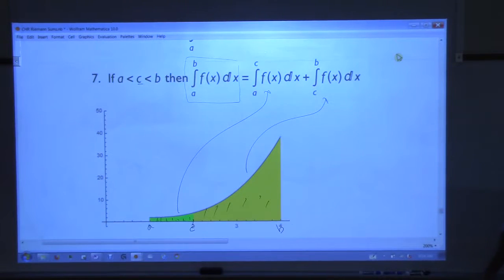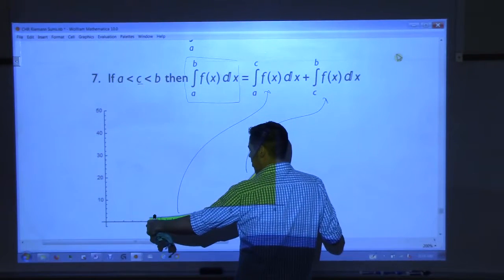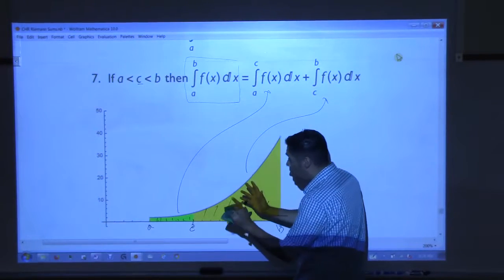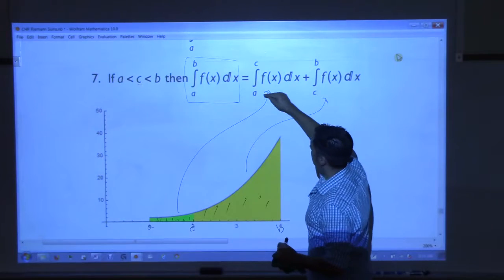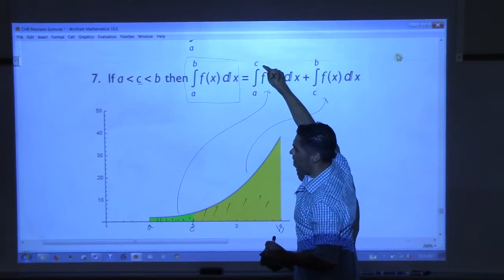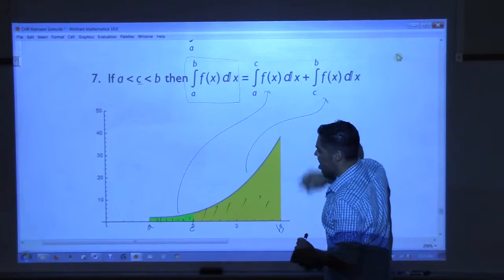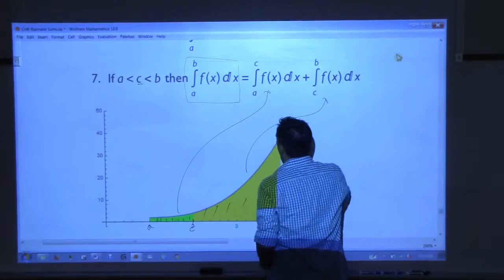So you said C is a point between A. It has to be between A and B. Okay. So if you have 2 points and you're trying to find the area under the whole thing, you are allowed to split it into 2 integrals, go from A to any number between A and B, and then continue from that number up to B. But that C has to be between A and B for that to work.